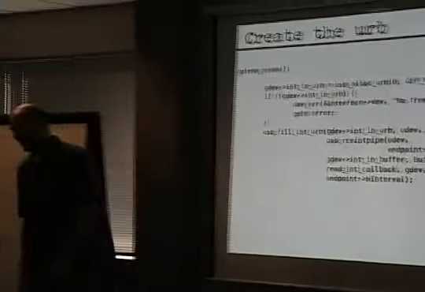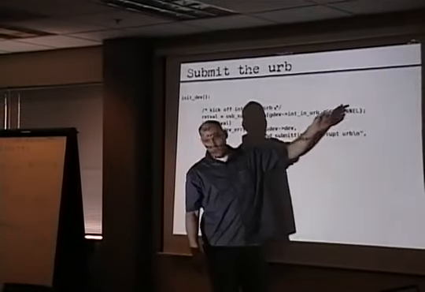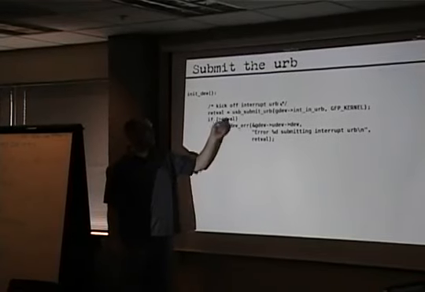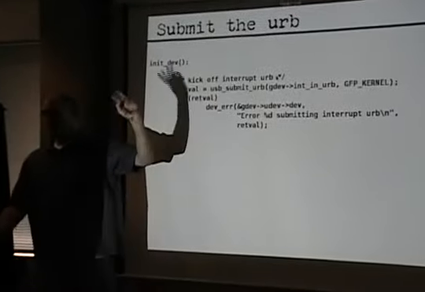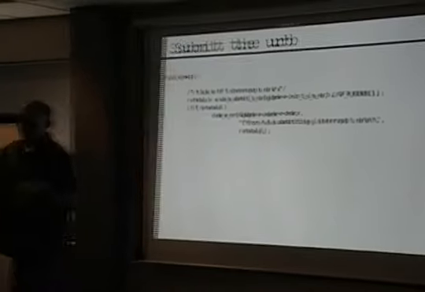We say submit URB. We say which URB we're sending off, and whether we can sleep or not. And then we check the return value. And remember this: that callback could be called before this function returns. So you need to have everything set up. This URB will just start going and going.